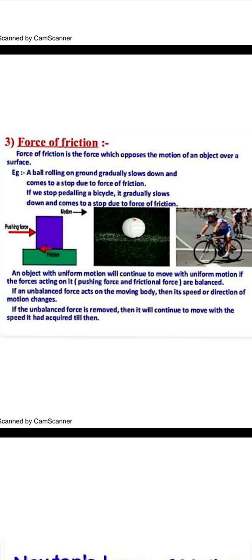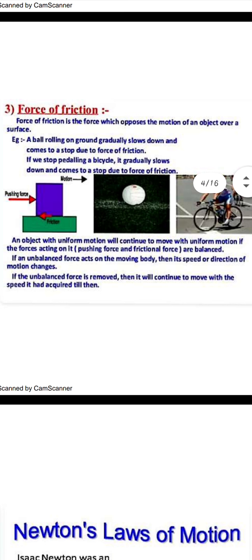An object in uniform motion will continue to move with uniform motion if the forces acting on it are balanced. Whenever an unbalanced force acts on the body, the speed and the direction will change. We know that because it changes the speed or the direction of the motion of the body. So if the forces are balanced, then it continues to move with the same speed. So we can say that friction is a kind of force which opposes the motion of the body.